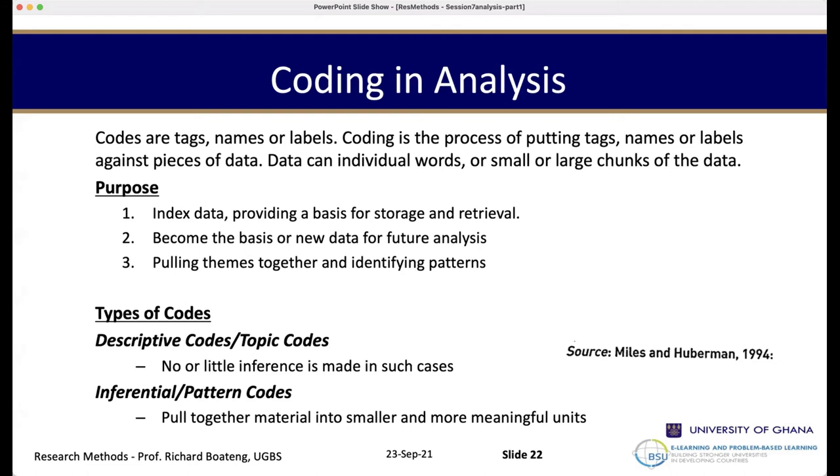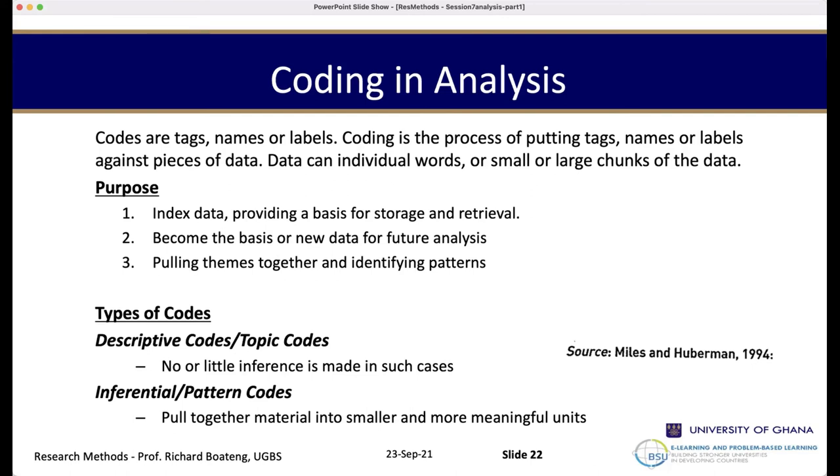Now you can also have inferential codes and then pattern codes. Inferential codes is that we are pulling two or more units together. So if I add one descriptive code to maybe one topic code, I can get a different meaning that can enhance what we are trying to do, depending on what the person is. So one of the things that we said, a teacher who has one car and then parks under the tree. So let's say the topic code is park under the tree.